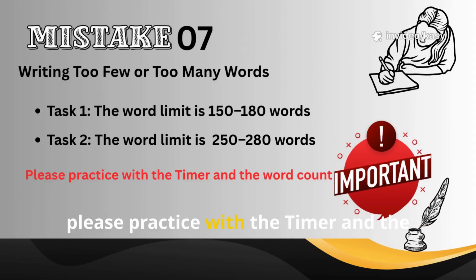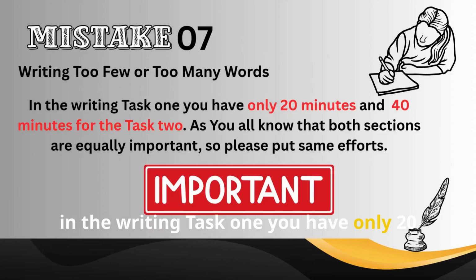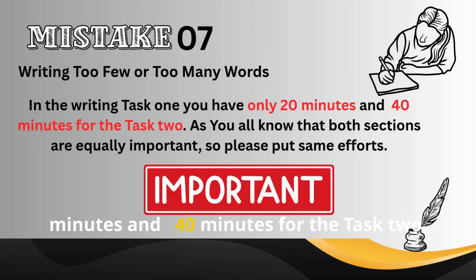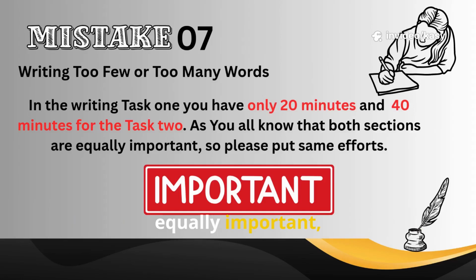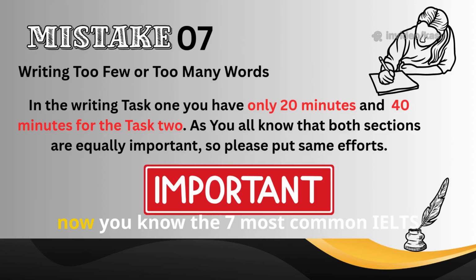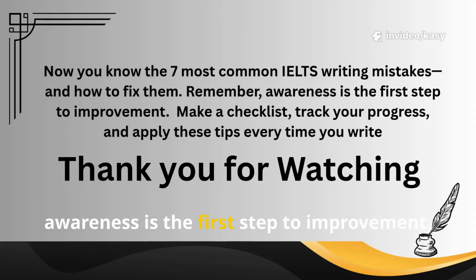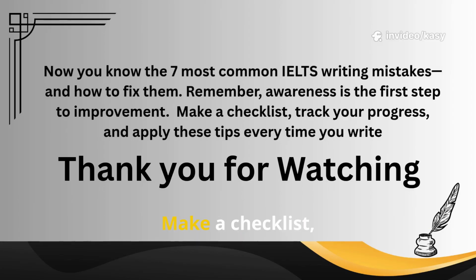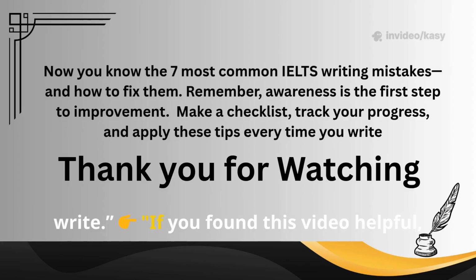Therefore, when you are practicing it, please practice with the timer and the word count. In the writing task 1, you have only 20 minutes and 40 minutes for task 2. As you all know, both sections are equally important. So please put in the same effort. Okay, I believe now you know the 7 most common IELTS writing mistakes and how to fix them. Remember, awareness is the first step to improvement. Make a checklist, track your progress, and apply these tips every time you write.